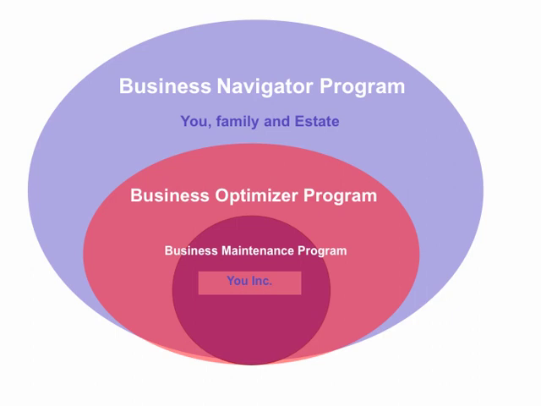We offer 3 main programs at Mackenzie George & Company. Our Business Navigator program is designed for business owners to organize their own business, their family and estate affairs. We also have the Business Optimizer program, which takes into consideration the optimal way to run your business. And we have the Business Maintenance program, which is for small to medium-sized business owners for bookkeeping, financial statement preparation and tax returns.